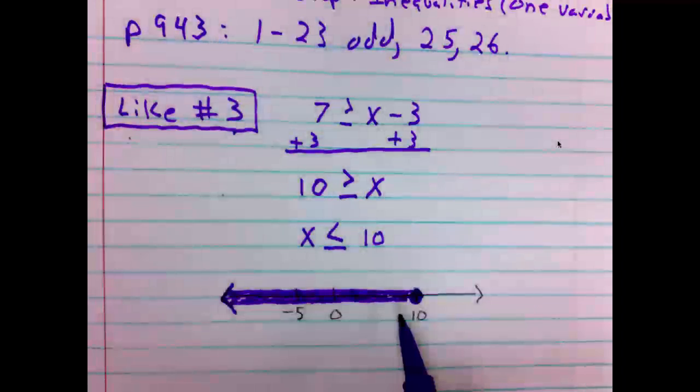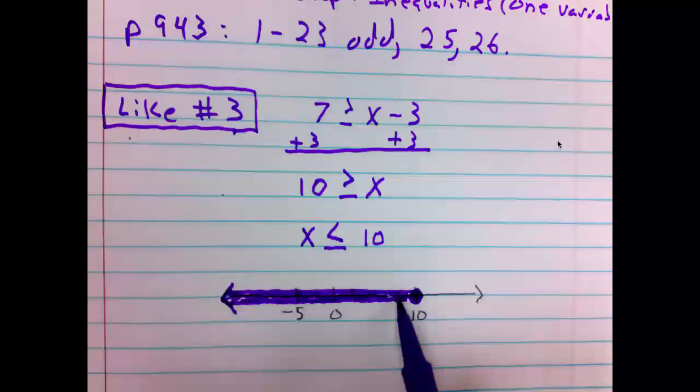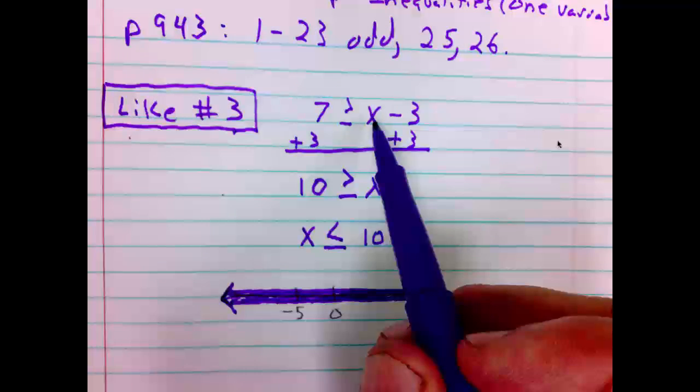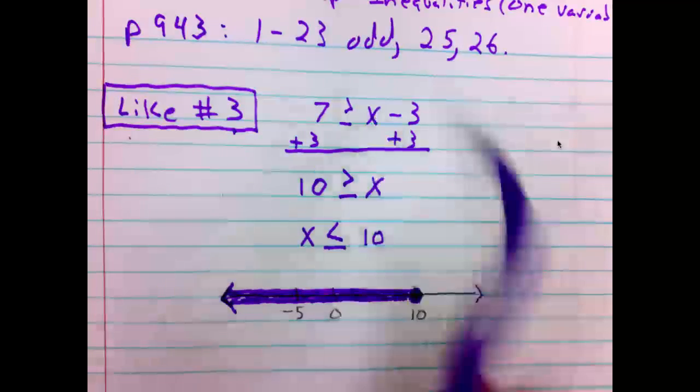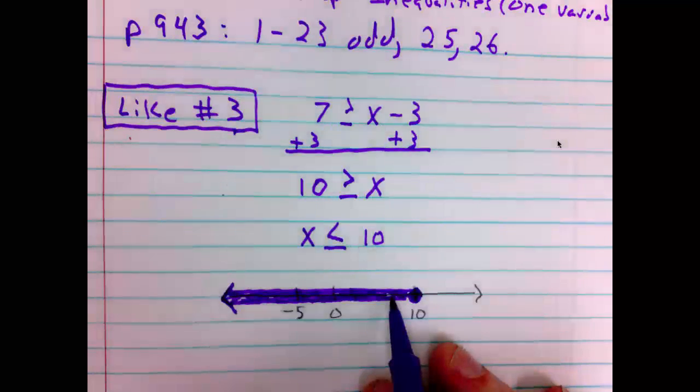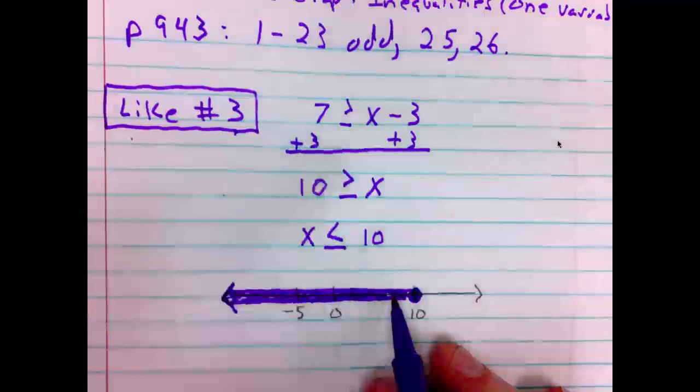Let me show for an example. Well, a number in here might be 7, substituting 7 for x. 7 minus 3 is 4. Is 7 greater than or equal to 4? Well, yes, it is. 7 is a solution to this inequality.